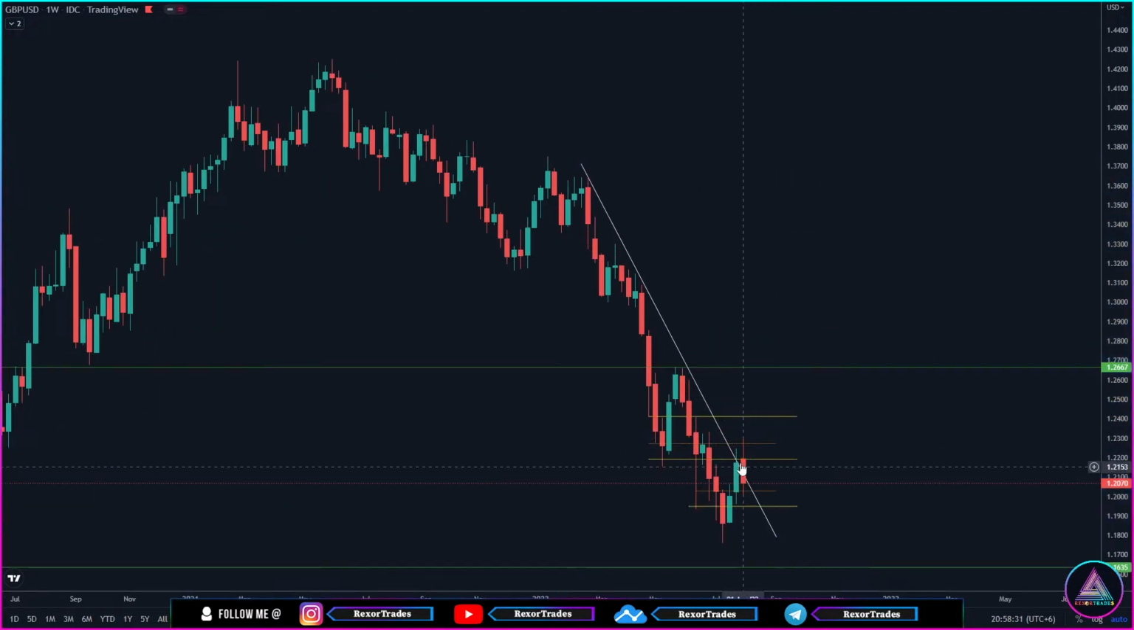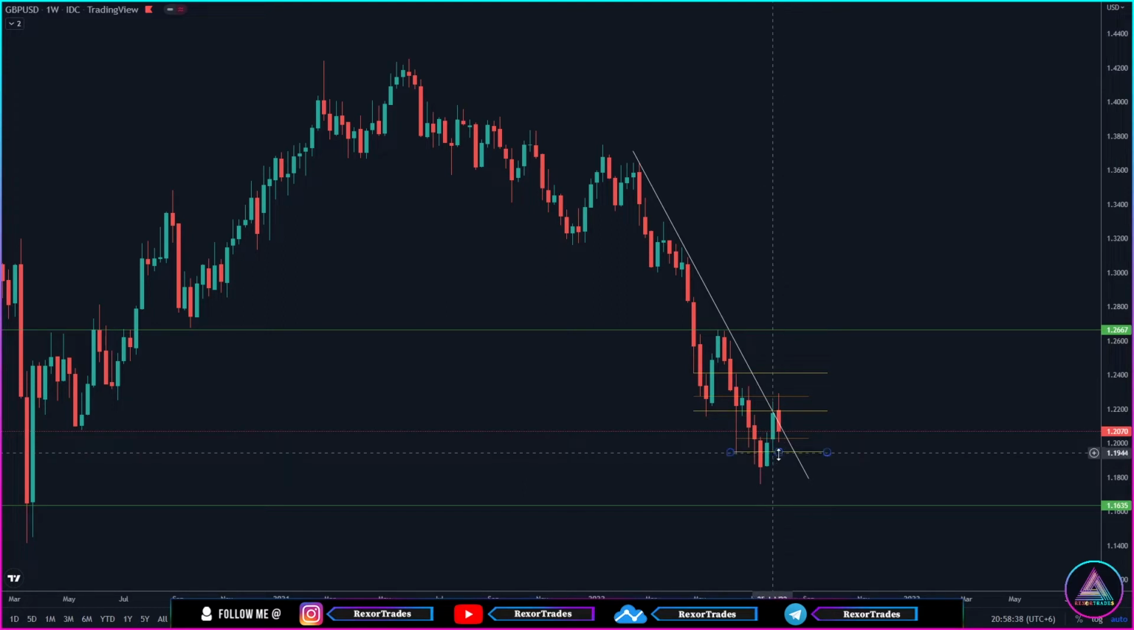Now if this is a price rejection and if GBPUSD continues with further bearish momentum by breaking below this key zone or this low from GBPUSD, then this would be a retest on this downtrend line and GBPUSD is still respecting this downtrend line.